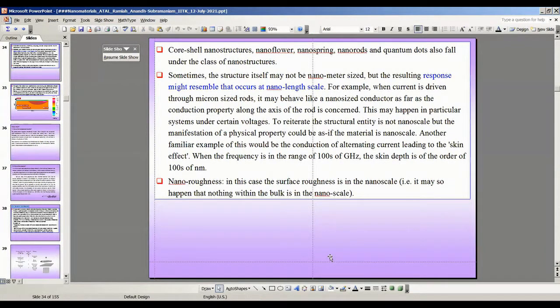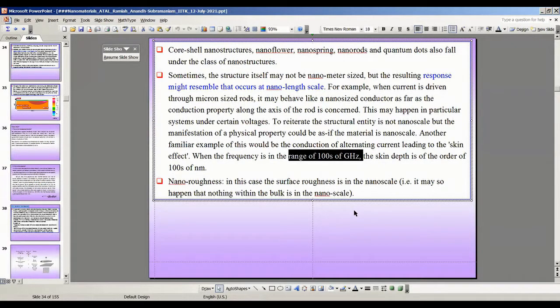An important point to be noted is that sometimes the structure itself may not be in the nanoscale, but the response could be as if it's in the nanoscale. One such example, though a rare example, is that if you drive alternating current through a thin conductor, the skin depth could be of the order of nanometers, hundreds of nanometers. Suppose you have alternating current of a few hundreds of gigahertz, then you find that the skin depth can be thin and it can be of the order of tens to hundreds of nanometers. That means here the material is not in the nanoscale, but the response of the material is in the nanoscale.